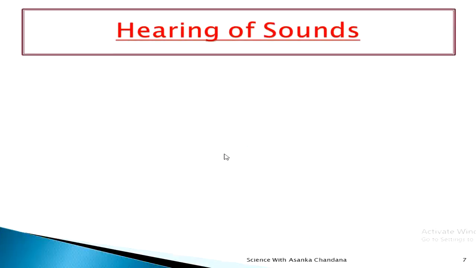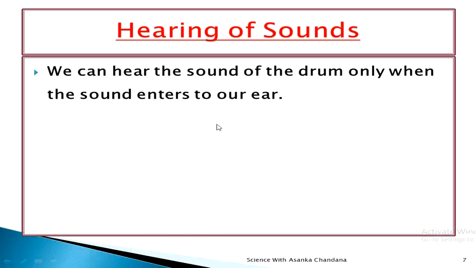Then we will go on to learn about the hearing of sound. Firstly, we have learnt about the production of sound. After that, we have learnt about the sources of sound. Now we are going to learn about the hearing of sound. We can hear the sound of the drum only when the sound enters the ear.